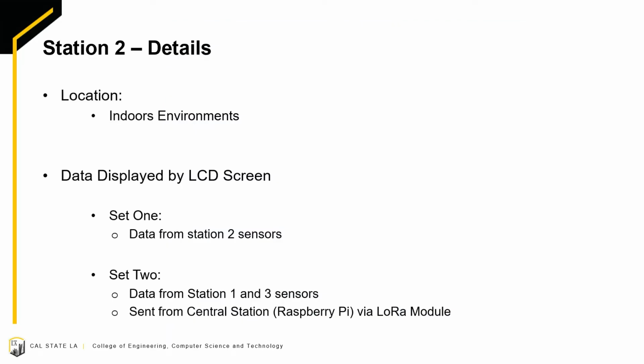Station 2 is said to be located in an indoors environment and display two different sets of data. The first set of data is the data within the sensors of Station 2. The second set is the data that will be sent from the other stations, 1 and 3, to this station via the central station using the LoRa module.